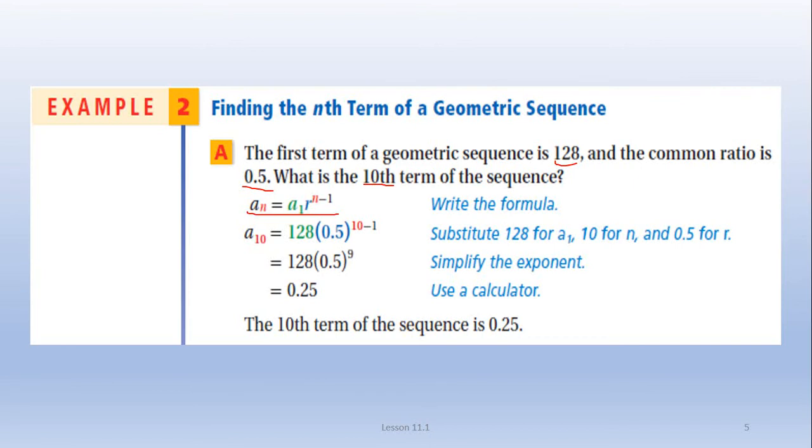So a10, we substitute the n, the a1, which is the first term, and the common ratio, which is r. Now it is equal to a1, 128 in green, multiplied by the common ratio, 0.5 in blue, raised to the power of 10 minus 1. 10 is n again. Now find the answer of this, and you will get 0.25. This is the 10th term in this sequence.